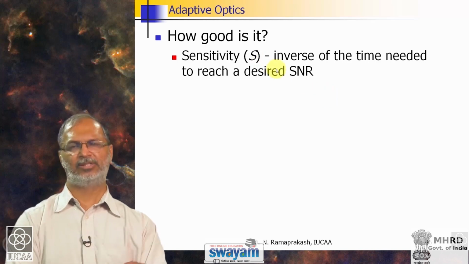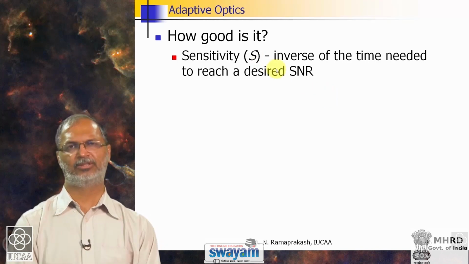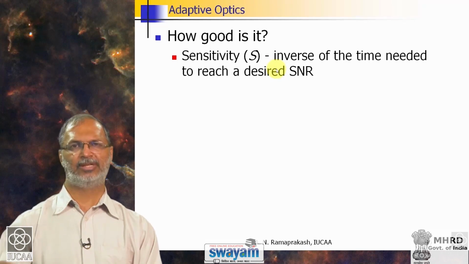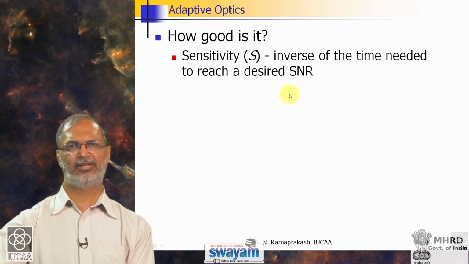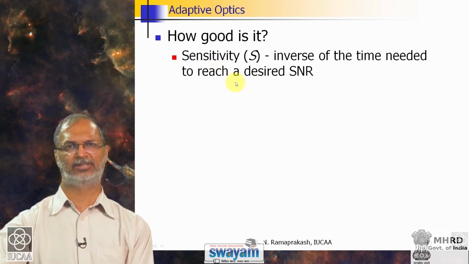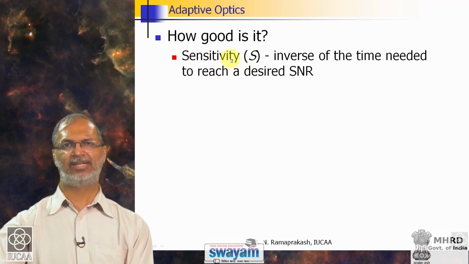Now, why is this adaptive optics compensation system important for a very large telescope? The reason is, as we discussed earlier, one of the reasons why we want to make large telescopes is to look at very faint objects, which means that the telescope has to be very sensitive. A sensitive telescope can detect objects which are very faint. Now, I define sensitivity here as the inverse of the time needed to reach a desired signal to noise ratio.